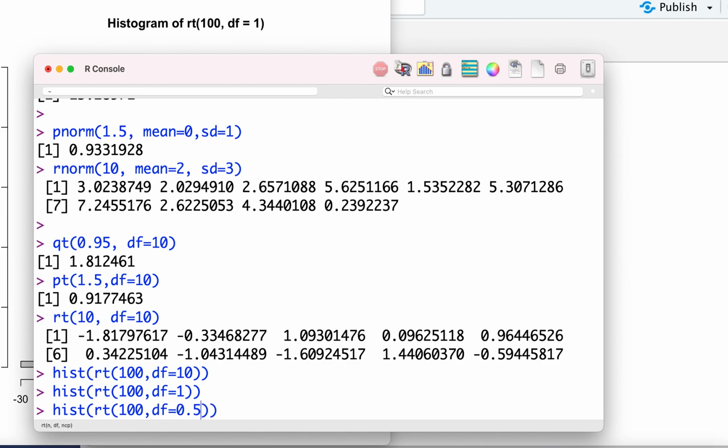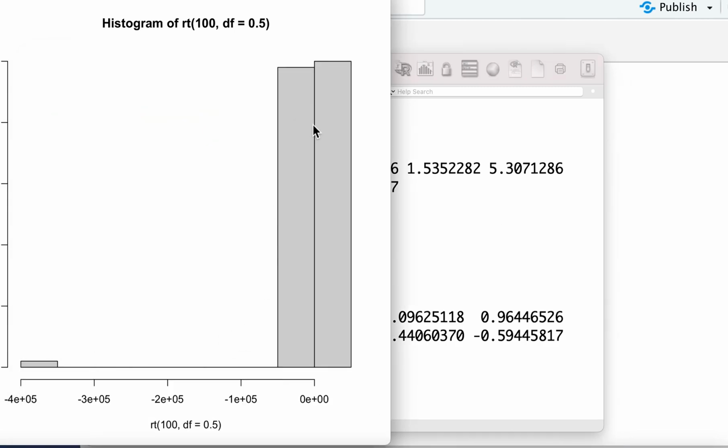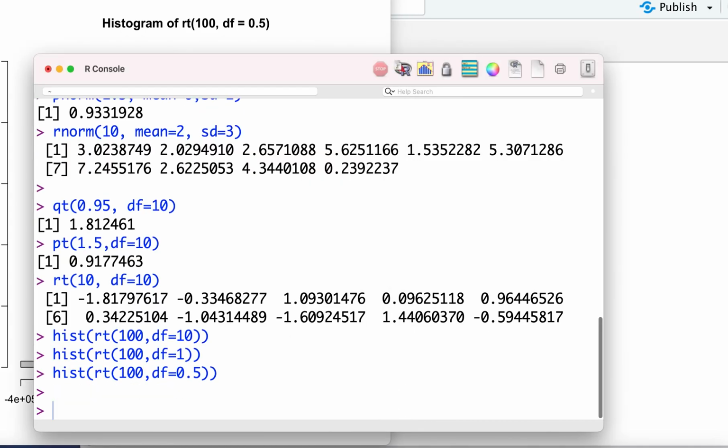How about degrees of freedom 0.5? Ooh, here's most of the data. Here's one gigantic outlier at about minus 400,000. Oof. Okay. All right.